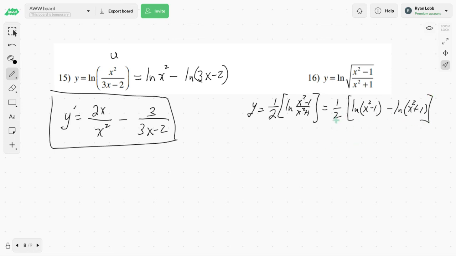So this quick rewriting step using the properties of logarithms, now what's y prime? Well, y prime's ln of the stuff. So what's the derivative of x squared minus 1? 2x over x squared minus 1 minus 2x over x squared plus 1. And you are done.